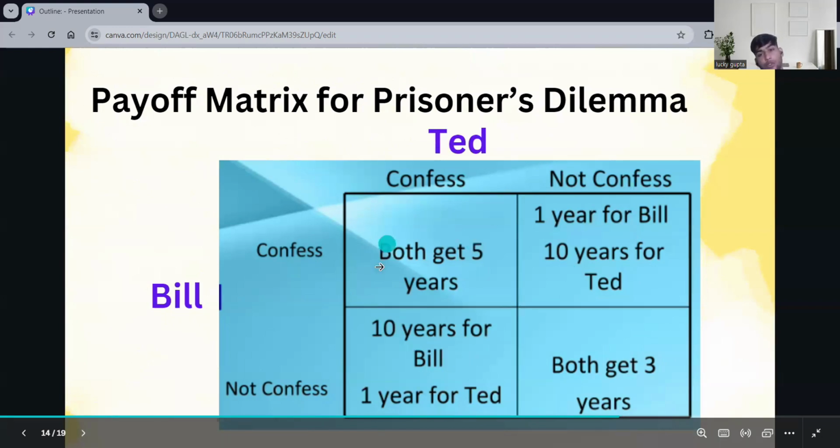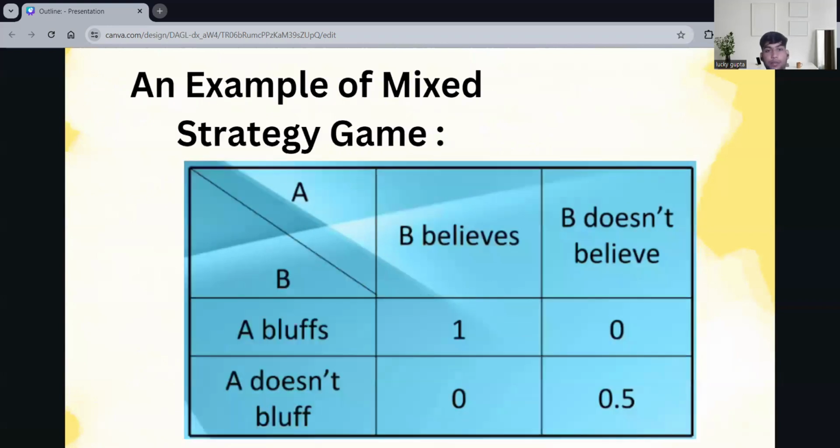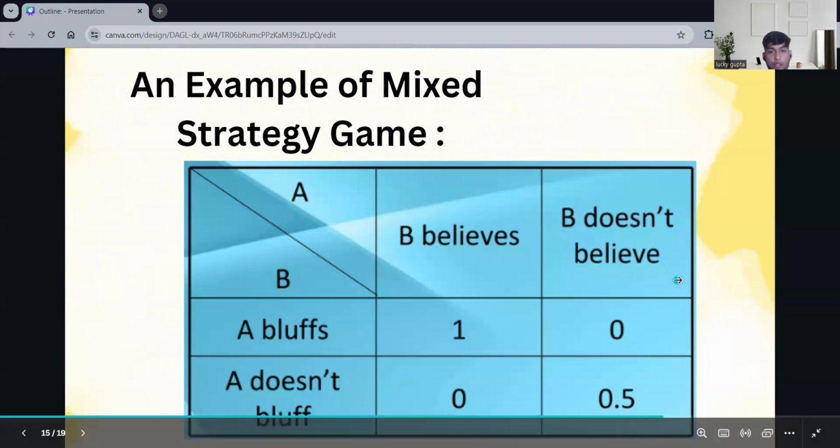That's why they both should choose this. Both get 5 years. In this way, they both will be safe. In this way, the prisoner's dilemma works. And the same goes for mixed strategies; the mixer is an example of that: what B believes and what A believes. In this one, it works.